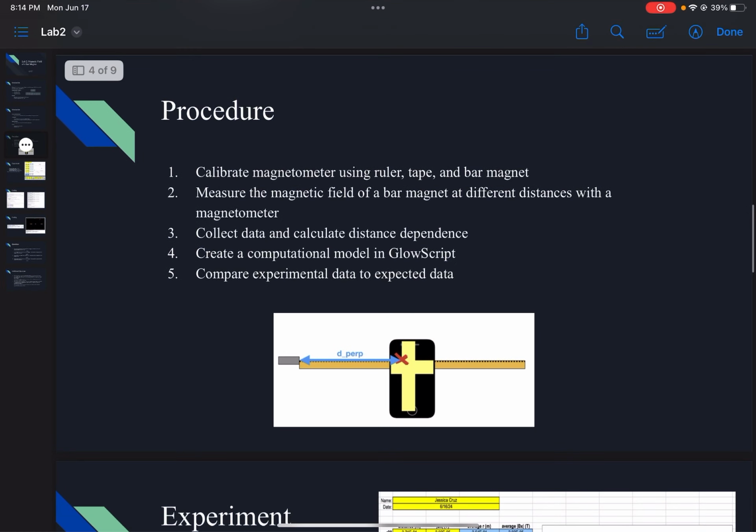Procedure. First, we had to calibrate our magnetometer using a ruler, tape, and bar magnet. We then had to measure the magnetic field of a bar magnet at different distances with a magnetometer. We had to collect data and calculate distance dependence. We then created a computational model in GlowScript, and we then compared our experimental data to our expected data.